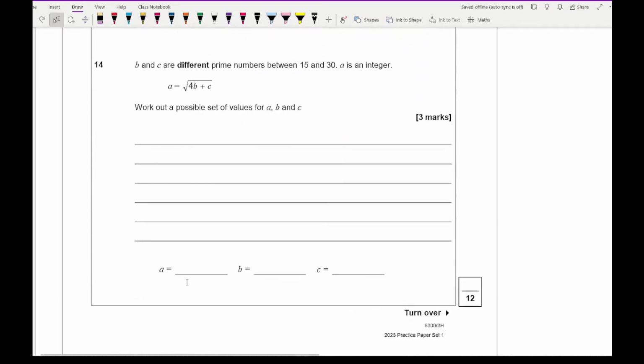Moving on to question 14, it says B and C are different prime numbers between 15 and 30. A is an integer, and we've got this expression here. And the question is asking us to work out the possible set of values of A, B, and C. Well, for starters, let's just write down the primes between 15 and 30. And they are going to be 17, 19, 23, and 29.